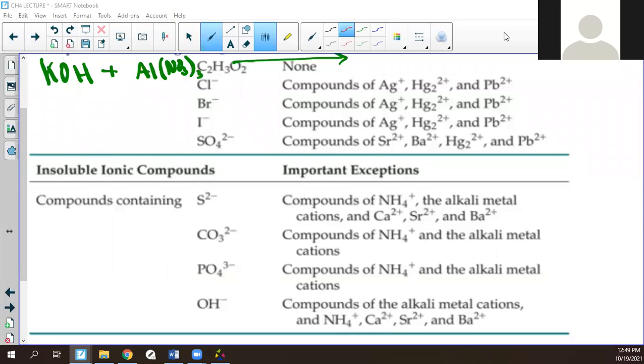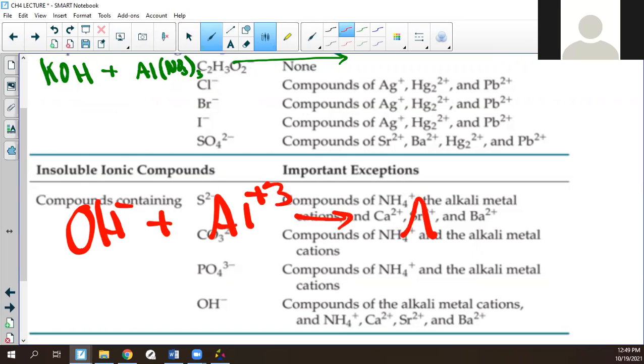What? There will be some, but not on my test and never on the AP test. The AP test will say, assume all reactions happen as written. So they will make sure they are ones that happen. Okay, so there's all this stuff, but ultimately, please, it's OH- plus Al3+ goes to Al(OH)3, and then you've got to balance. And that's it.